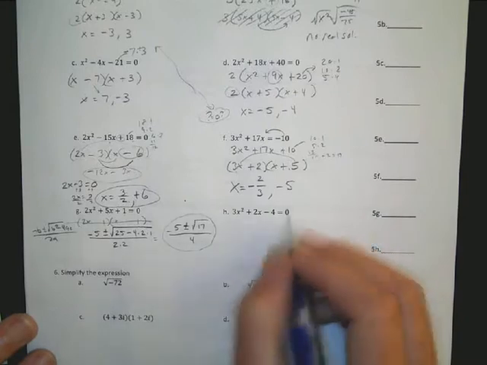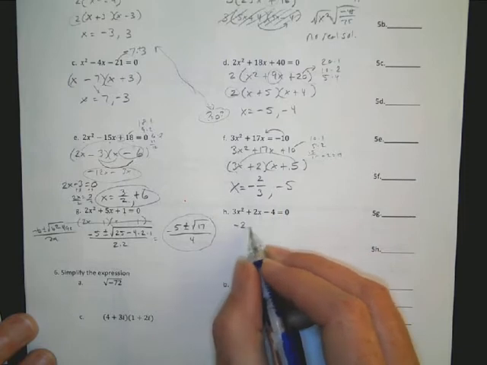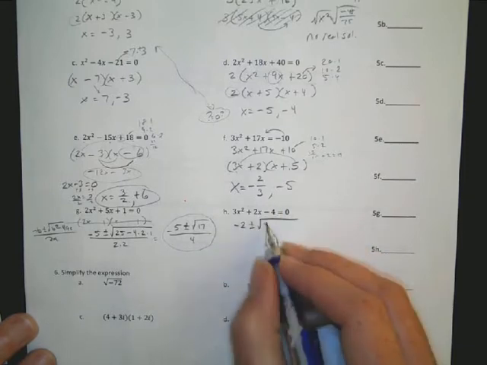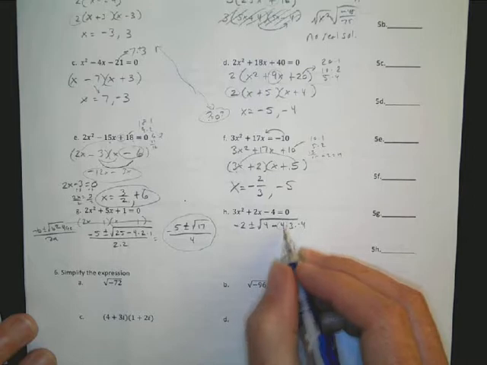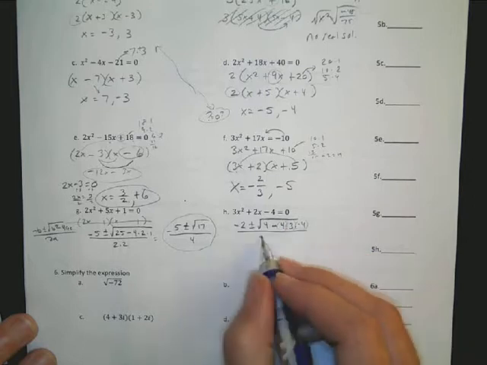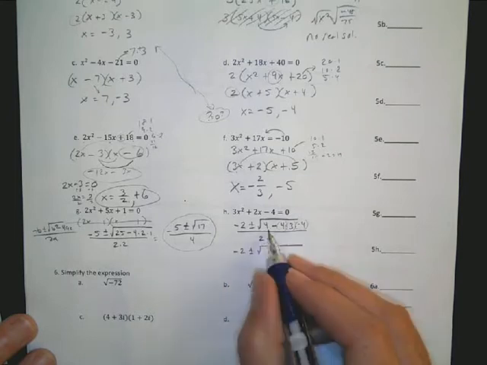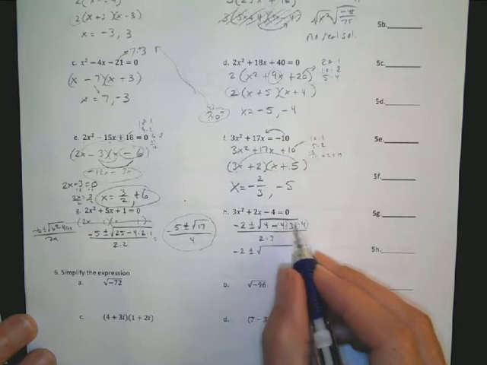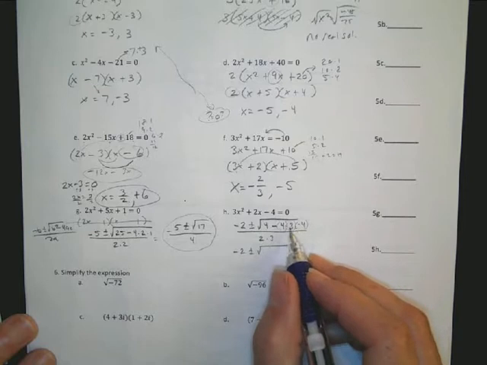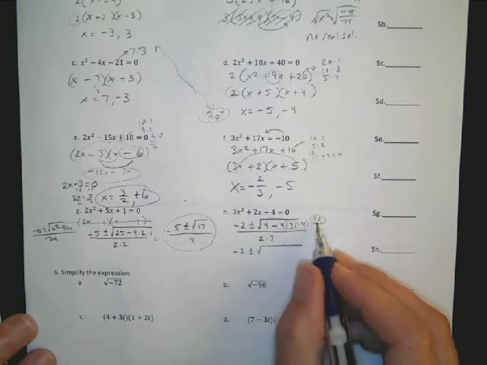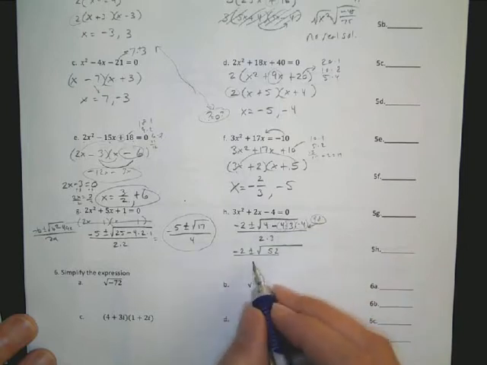I can't factor that out, so what I have to do is put that into the quadratic equation. So I end up with negative 2 plus or minus the square root of 2 squared is 4 minus 4 times 3 times a negative 4, all over 2 times 3. So I have negative 2 plus or minus the square root of 4 minus, I have a negative 12 times a negative 4 is a positive 48. That's 48, plus 4 is 52. Alright, and that becomes over 6.